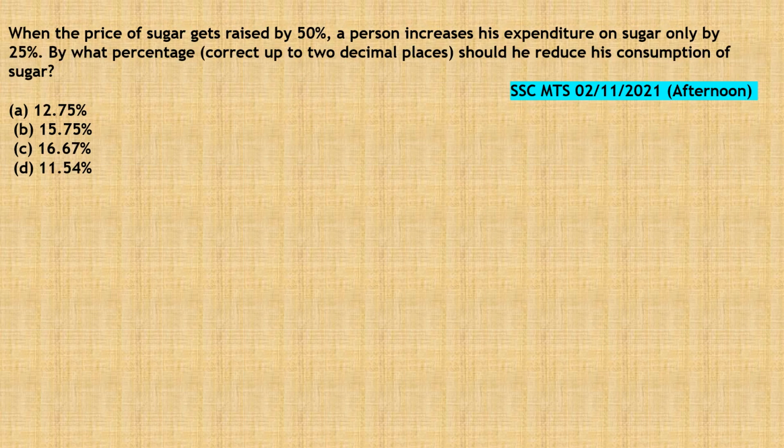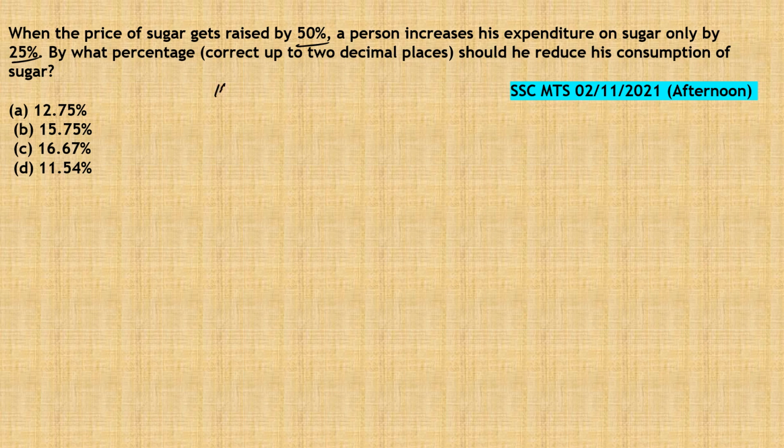When the price of sugar gets raised by 50%, a person increases his expenditure on sugar only by 25%. By what percentage should he reduce his consumption of sugar? Till now what we have seen, the consumption or the expenditure was the same. Now here he increased his expenditure. How will we do it here?